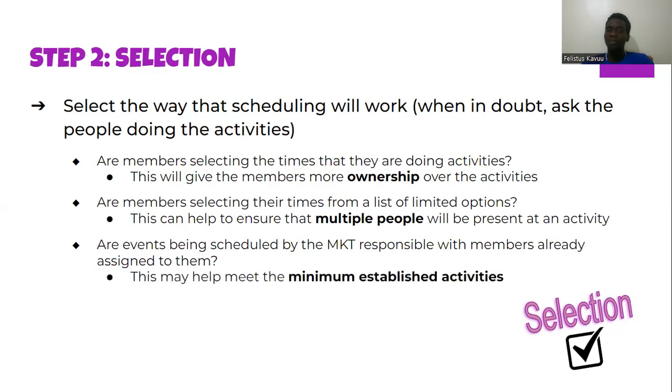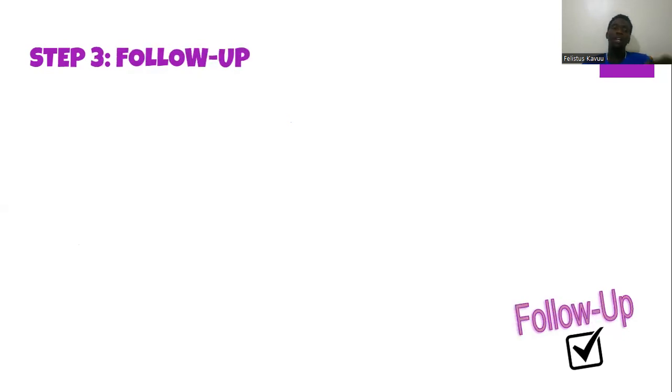Are members selecting their times from a limited list of options? Are the events being scheduled by marketing, with the responsible members already assigned to them? That is marketing. And the next step, number 3, is follow-up.